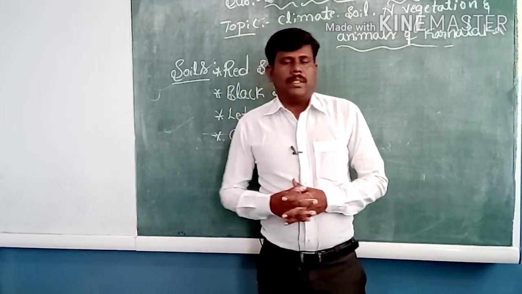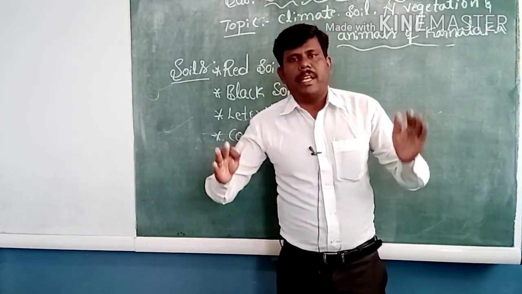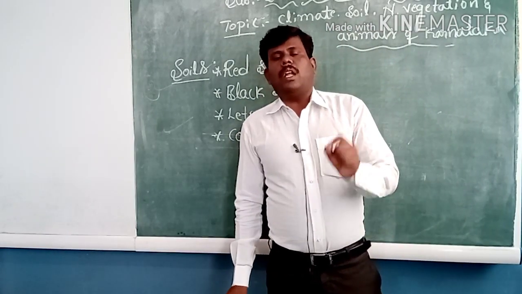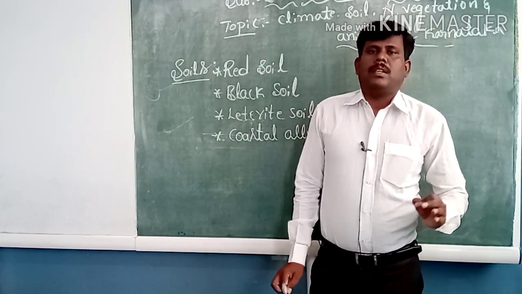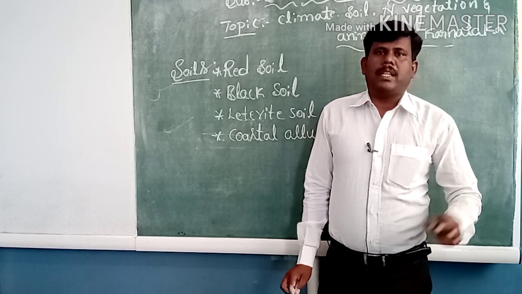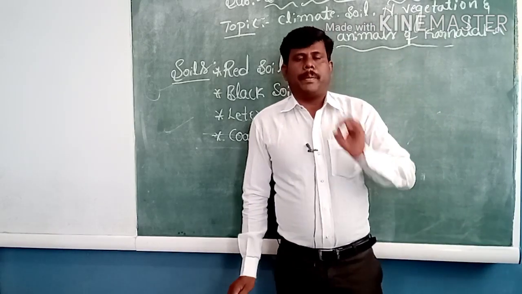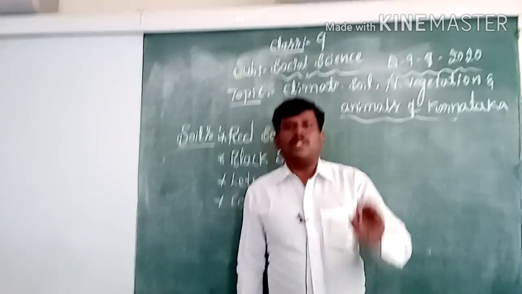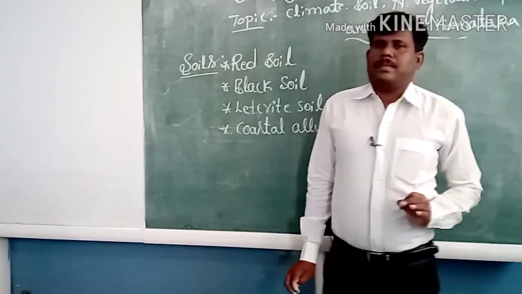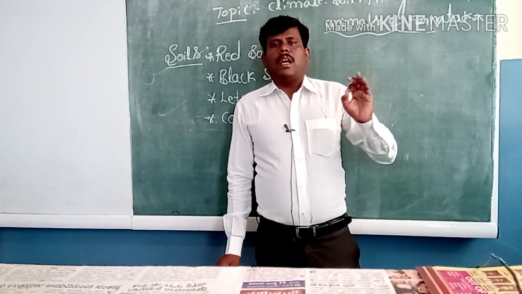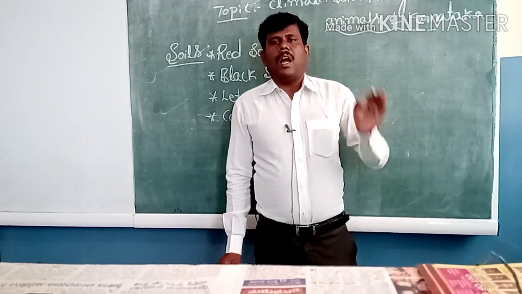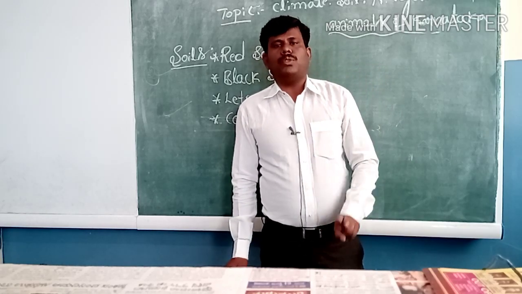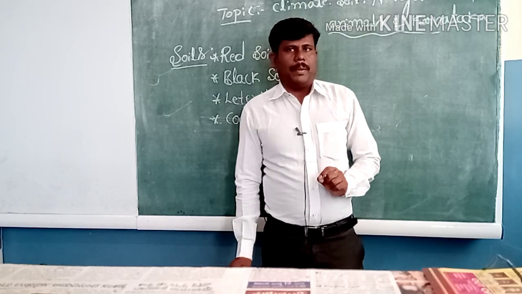Right. Next, last one, coastal alluvial soil. You know children, this soil is formed in the river flowing area, at the mouth of the river. At that place, you can see coastal alluvial soil. And this soil has sediment and alluvium. These two materials are in very high amount in this coastal alluvial soil.